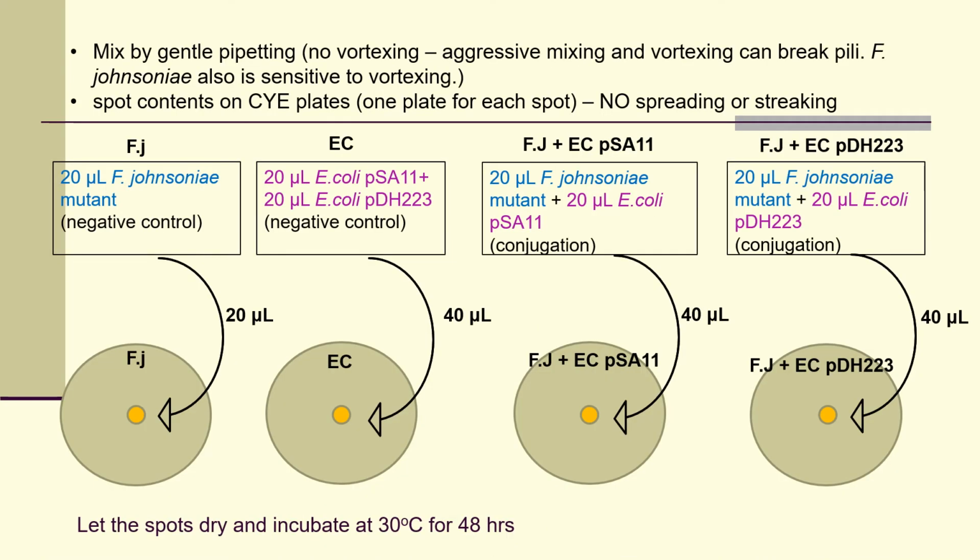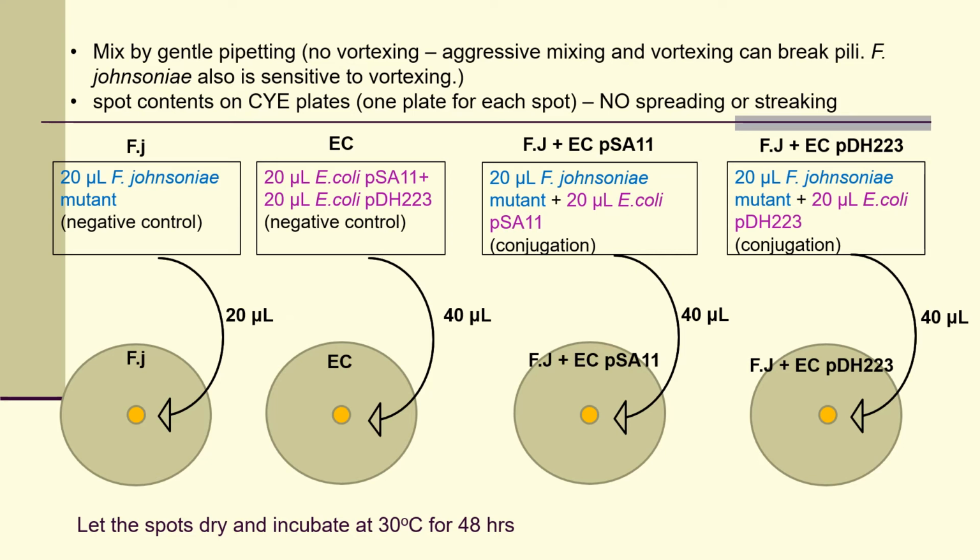Then we will mix the content in our tubes by gentle pipetting. We won't be doing any vortexing. Aggressive mixing and vortexing can break the pili. Also, Flavobacterium johnsoniae is sensitive to vortexing. Then we will spot the entire content in our tubes onto CYE agar plates. We won't be spreading or streaking.